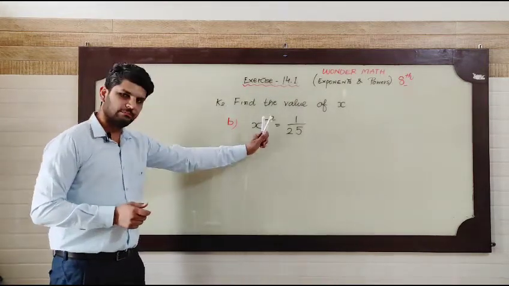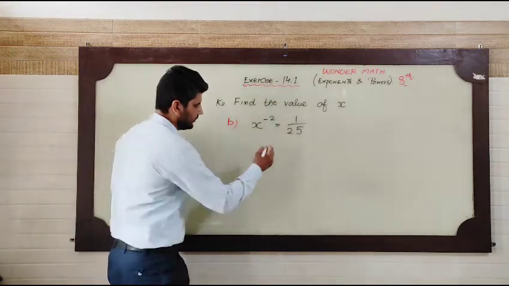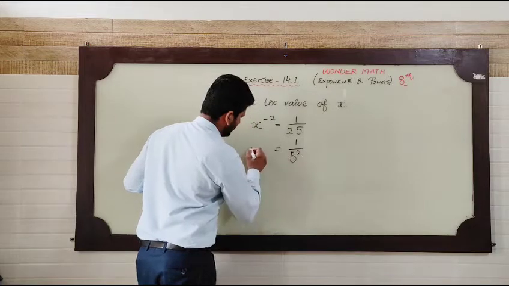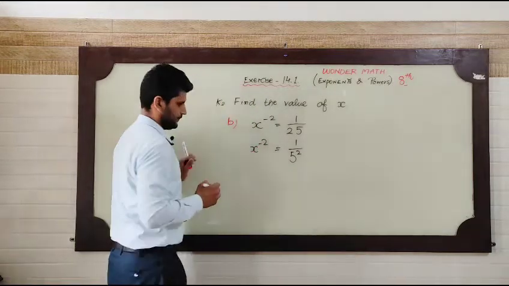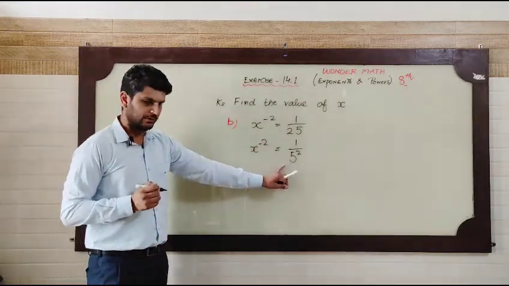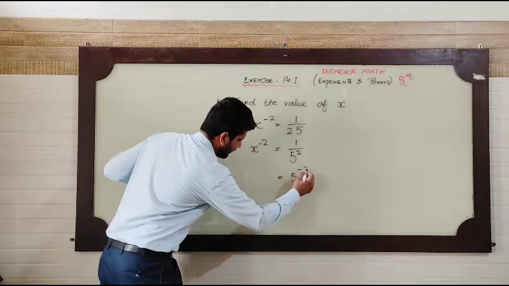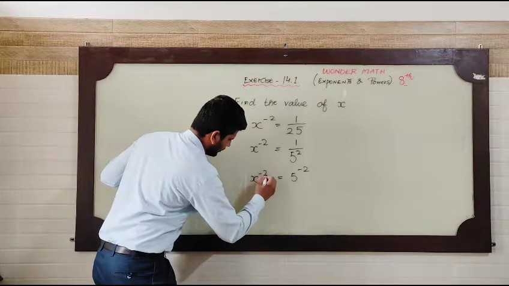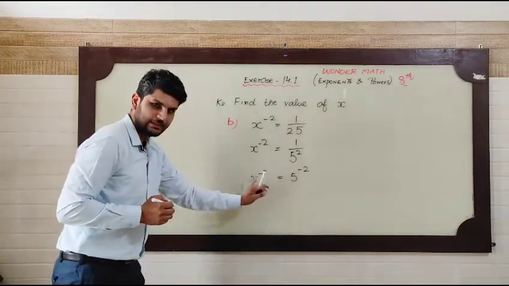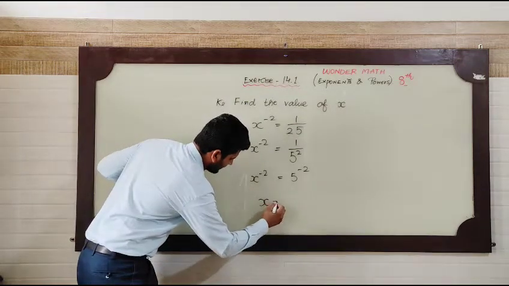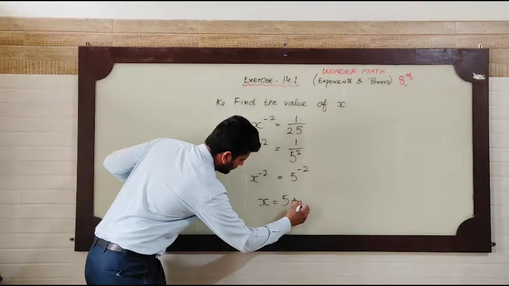Part B, x power minus 2 equals 1 upon 25. Firstly, we'll write this 25 as 1 upon 5 to the power x, like this way. Now in the denominator the power is positive, so we'll take this to the numerator with a negative power, as I told you earlier. Now the powers are the same, both values are the same, it means the bases are also the same. It means x is equal to 5.